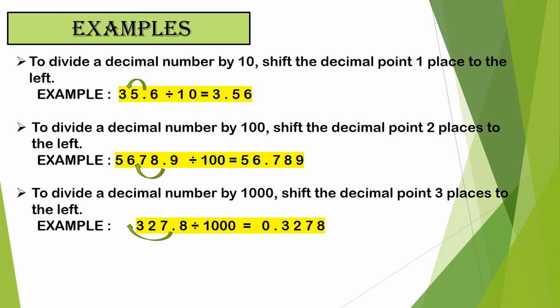So the example is 327.8 divided by 1000. On dividing, you have to shift three places to the left. On shifting three places to the left, there is no number before the decimal, so you have to put just one zero. So 0.3278 will be the answer.